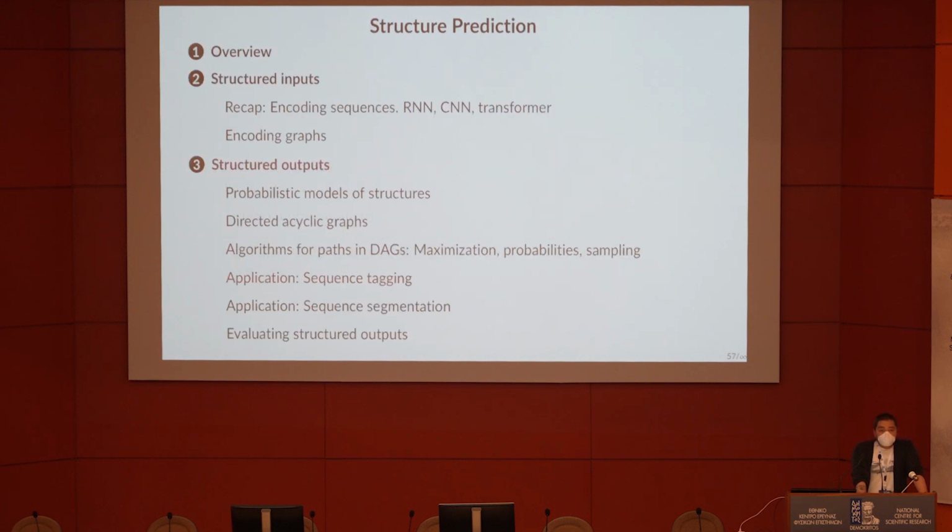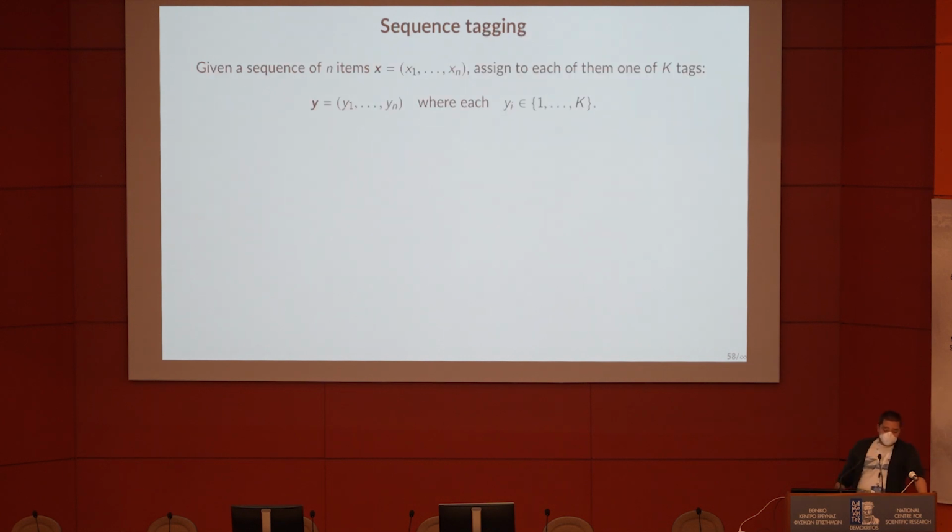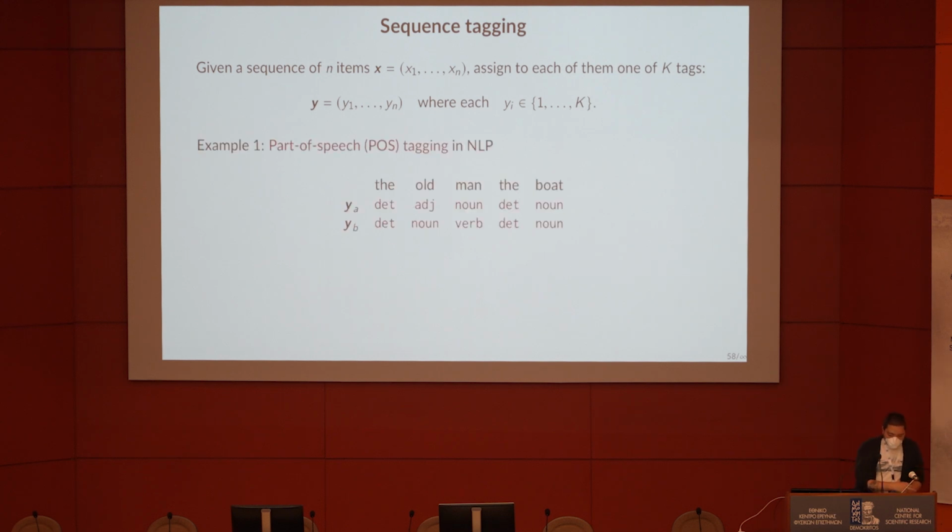With that, let's look at some actual NLP application. First, we're going to do sequence tagging. Given a sequence of n items, x1 up to xn, and now this can finally become real. These can be words in English. Let's say that we want to label our words with part of speech labels. So we want to say that, for instance, the is a determiner, old is an adjective.